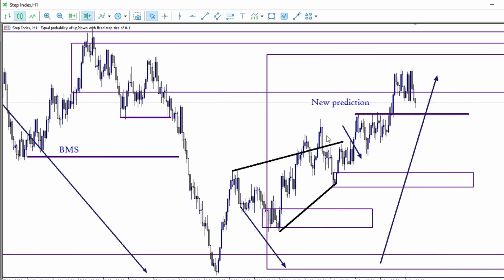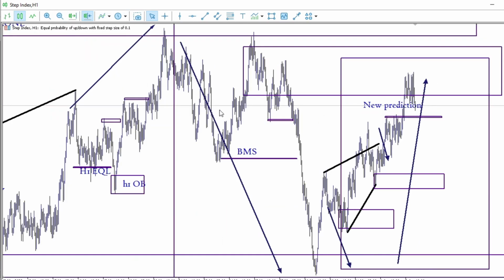This was a quick recap. I'm really happy if I predict and really prices go as we predict them to be, you get.